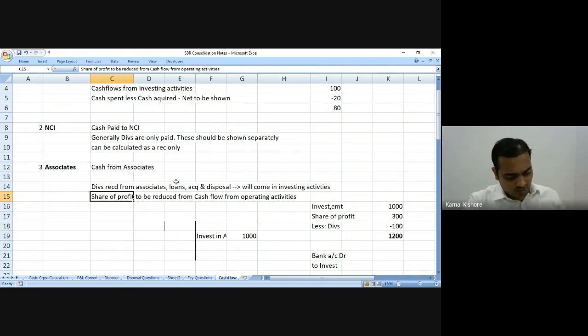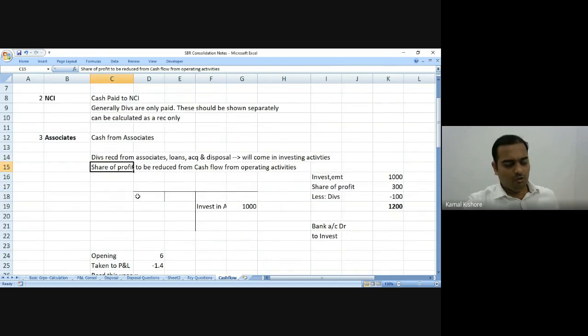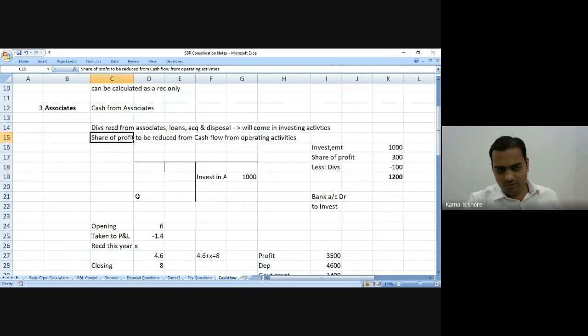So these are basically the key adjustments as far as cash flow statement is concerned. Now they have given a lot of examples which summarize these things. You can work them out. Let me also take out one question. Give me 5 minutes, I'll be back.